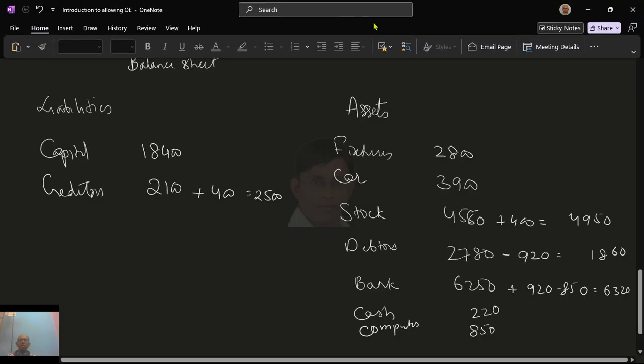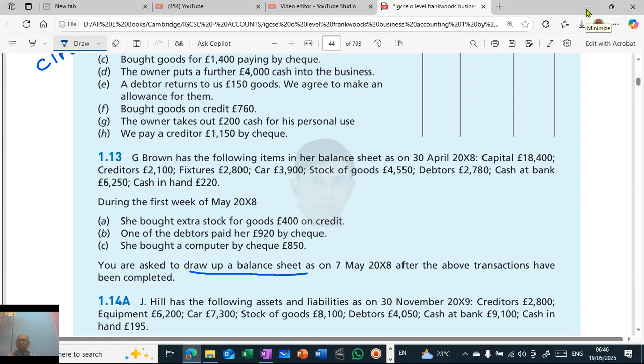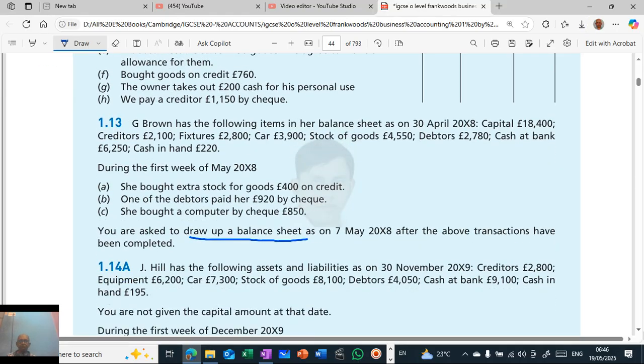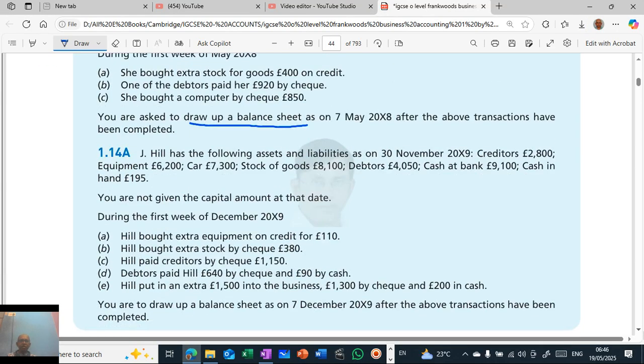So this problem is done. You can try the next problem as a homework, and then you can get back.